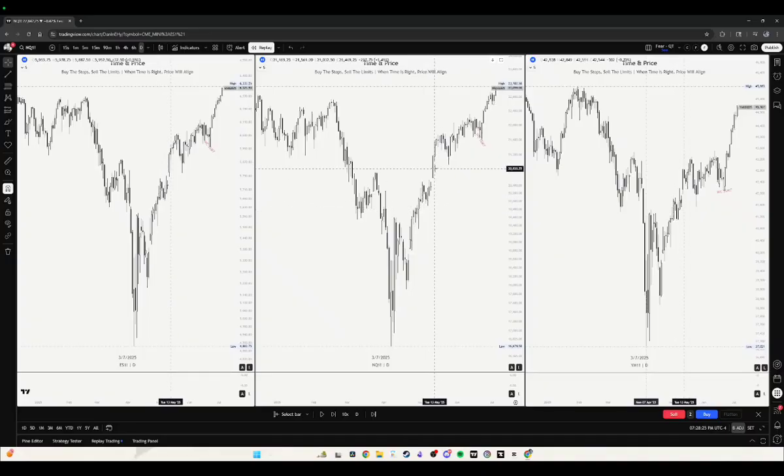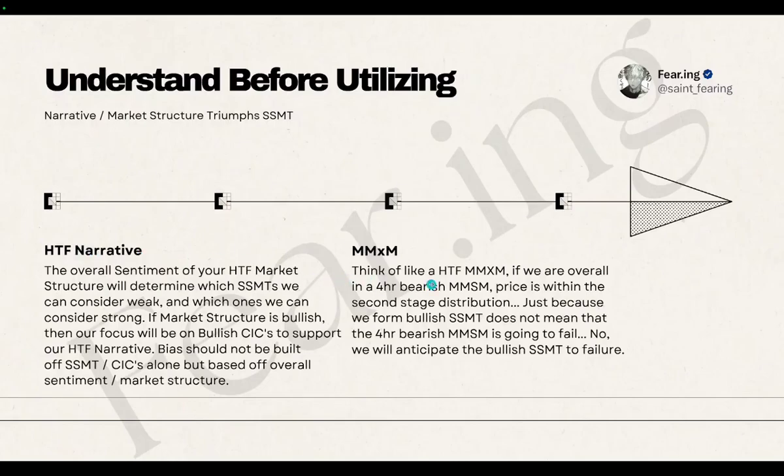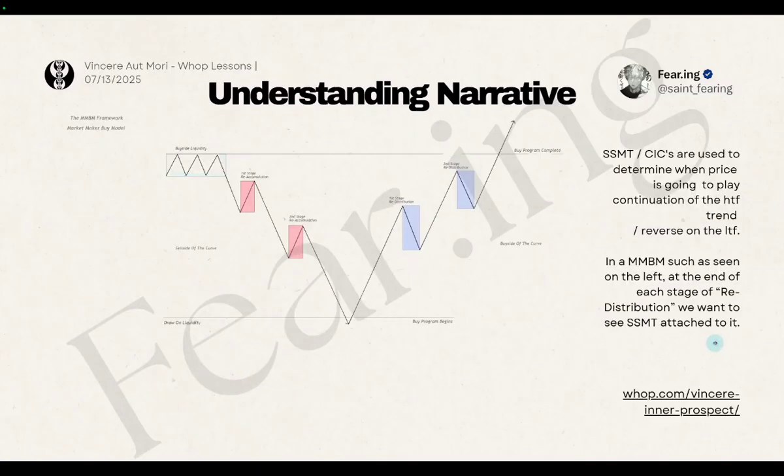So all we are looking at right now, and more specifically, we're within the buy side of the curve of a market maker buy model, meaning every single bullish sequential SMT that forms, we should anticipate that to overrun the bearish sequential SMT. So that is the biggest, most important aspect to understand before you start utilizing this concept. So in summary, bias should not be built off sequential SMT cracks and correlations alone, but instead built off of and based off of overall market sentiment and overall higher time frame market structure.